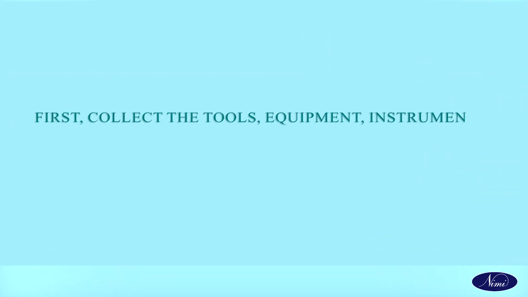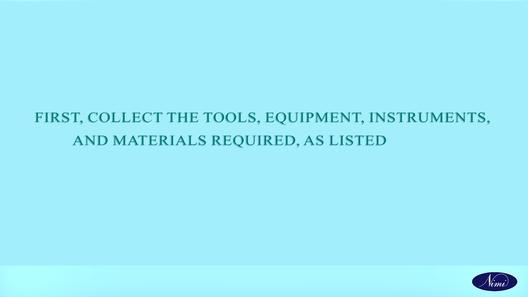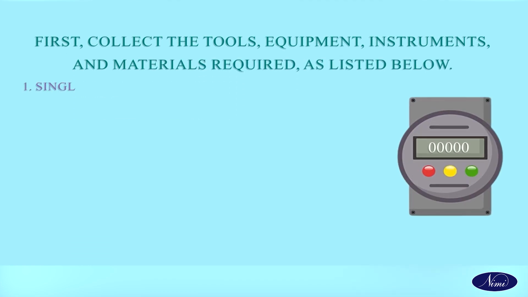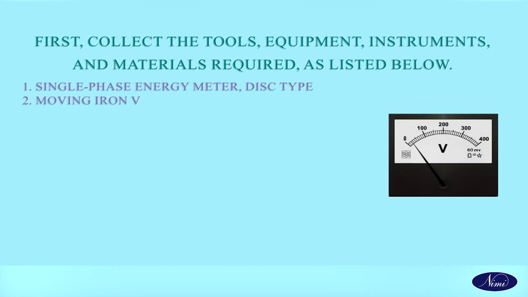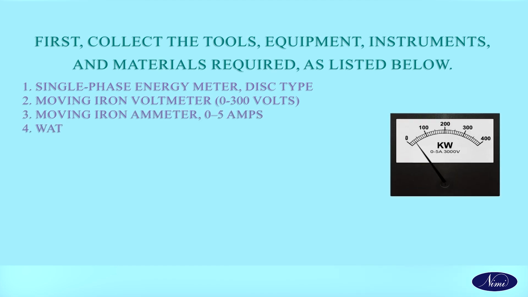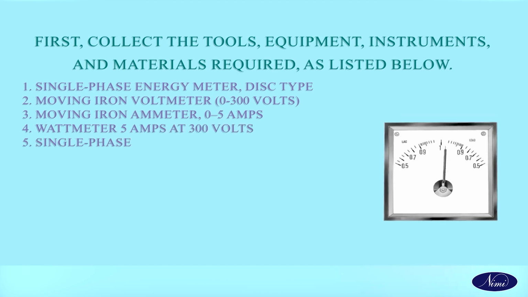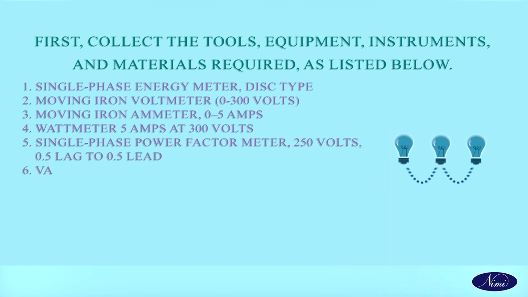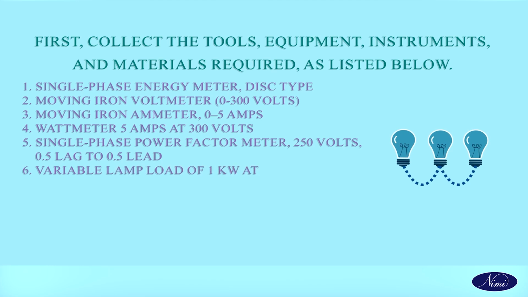First, collect the tools, equipment, instruments and materials required as listed below. Single-phase energy meter, disc type. Moving iron voltmeter 0 to 300 volts. Moving iron ammeter 0 to 5 amps. Wattmeter 5 amps at 300 volts. Single-phase power factor meter 250 volts, 0.5 lag to 0.5 lead. Variable lamp load of 1 kilowatt at 250 volts.